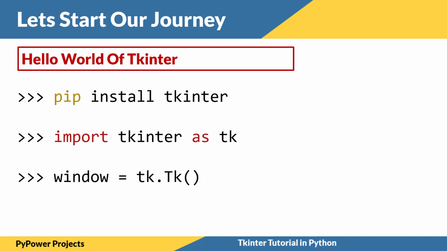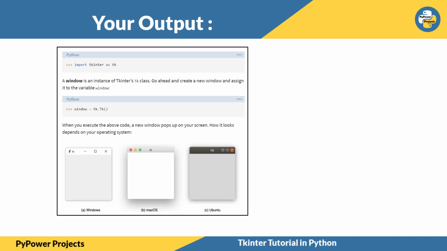The basic thing is a window. Assume that we are working on a minesweeper or some solitaire application. It has a window screen where you can view the actual program. A window is created from tk.Tk. So when you write import tkinter as tk and write window equals tk.Tk, and execute this code, you will get this type of output on different operating systems.